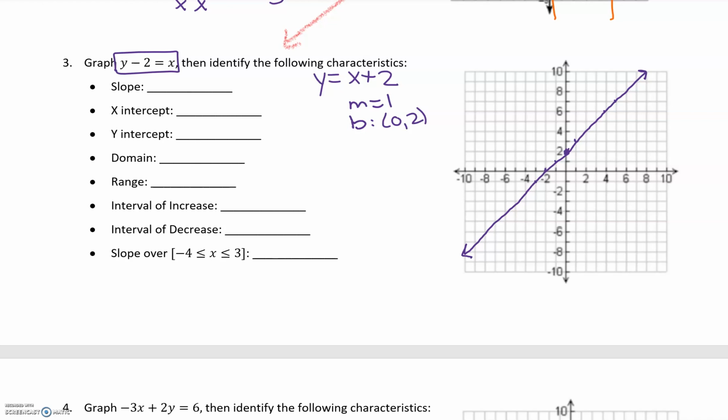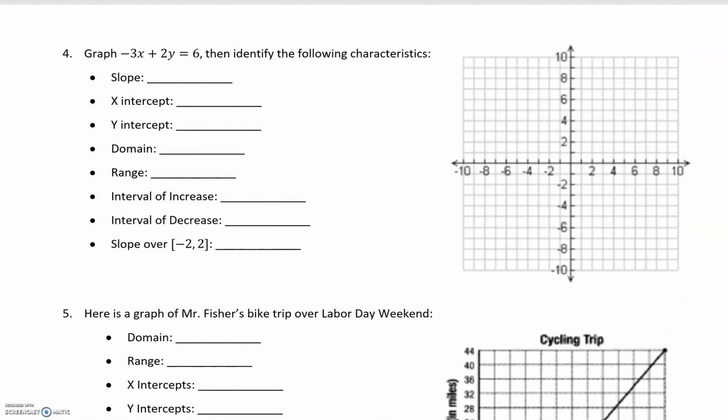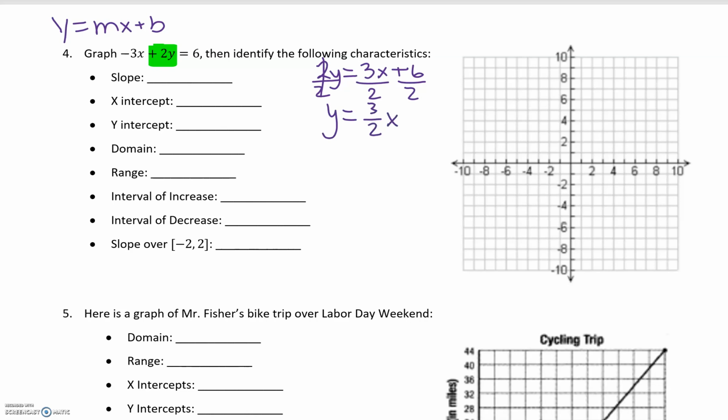All right, now I'm going to go ahead and graph number 4. Again on number 4, we have to get it in y equals mx plus b. So that means we want to get this piece alone first. So we're going to add 3x to both sides. Then we need to get the y by itself, so we're going to divide. This time we want to divide each piece individually because we want to clearly see what's the slope and what's the y-intercept. So y equals 3/2 is the slope times x plus 3, which is the y-intercept.